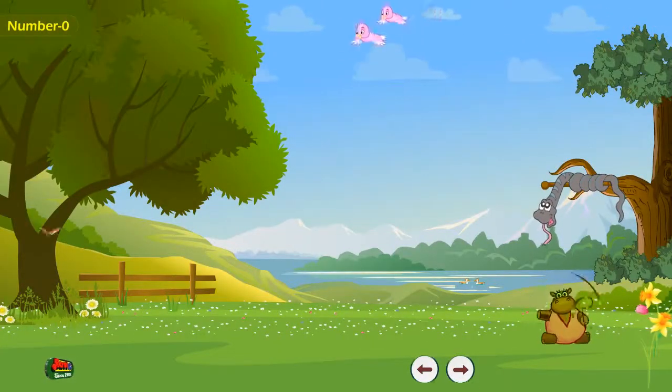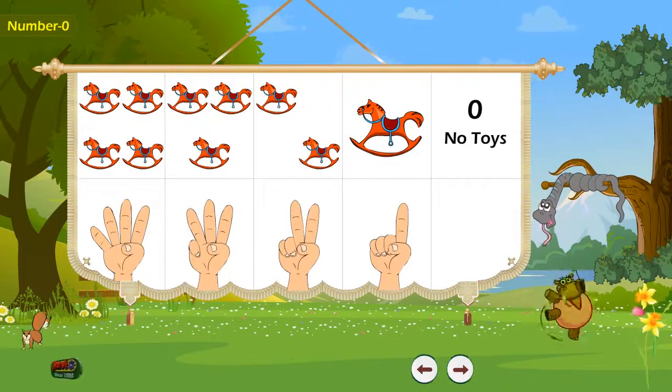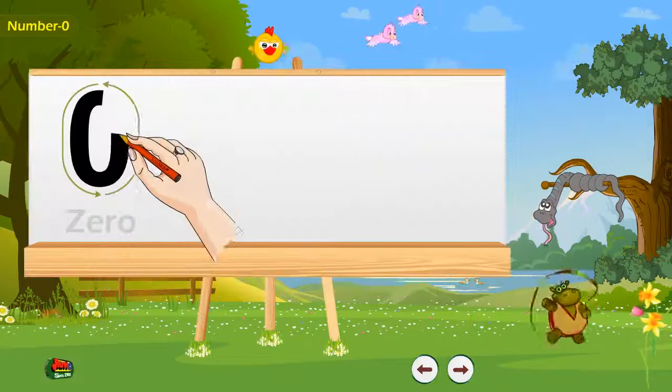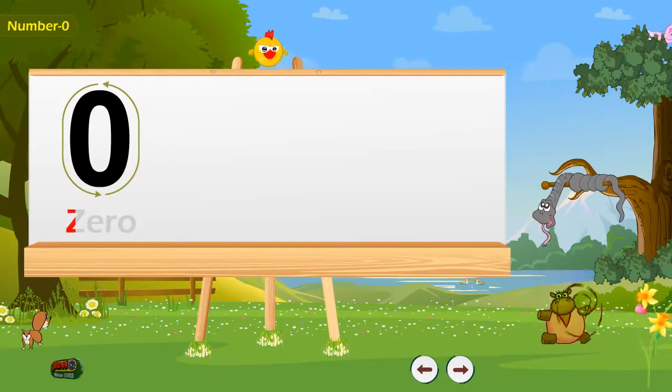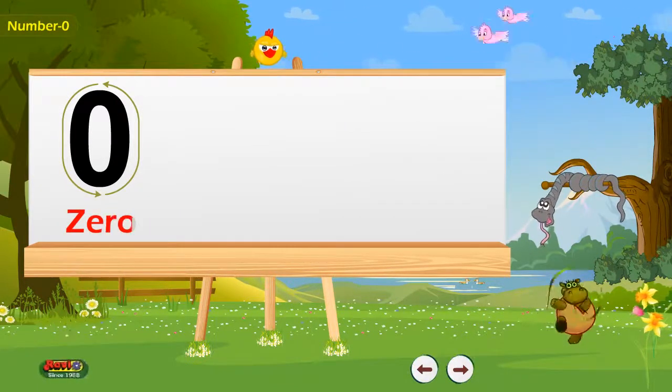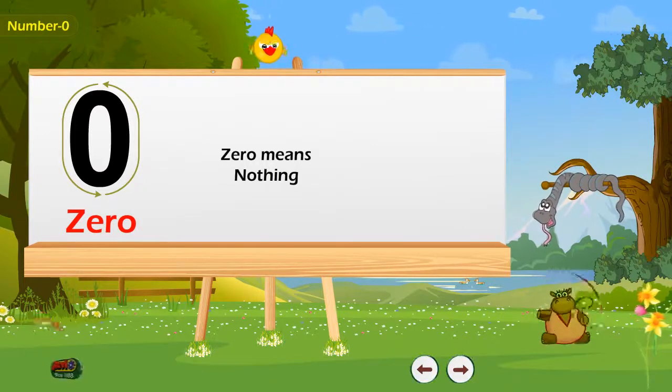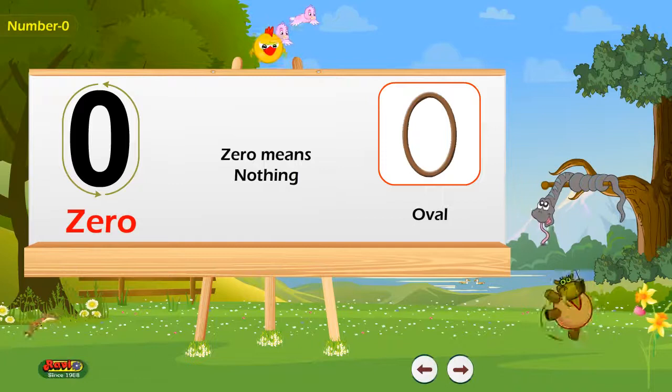Number 0. No toys. No fingers. 0. Z-E-R-O. 0. 0 means nothing. Oval.